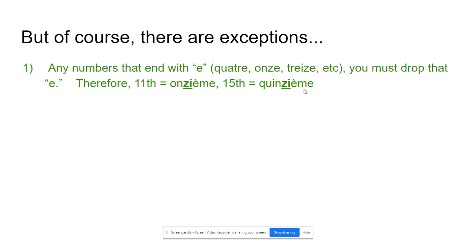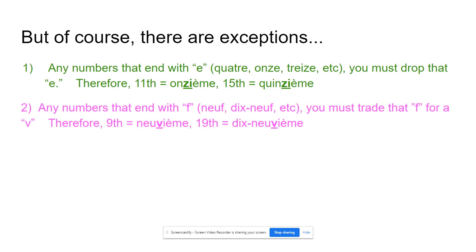Any number that ends with a letter E, we're going to drop that E and just go ahead and add our em. The second exception is if you have any numbers that end with F, mostly our 9 numbers, 9, 19, 29, 39, 49, whatever, that F becomes a V. So ninth would be neuvième. So we're trading the F for a V. 19th, dix-neuvième, and so on and so forth.